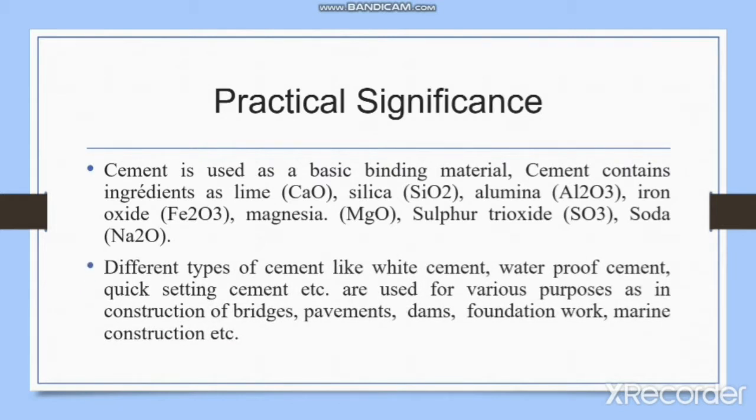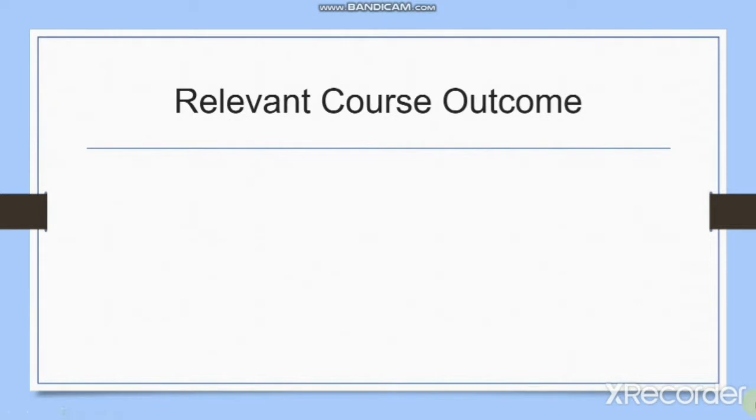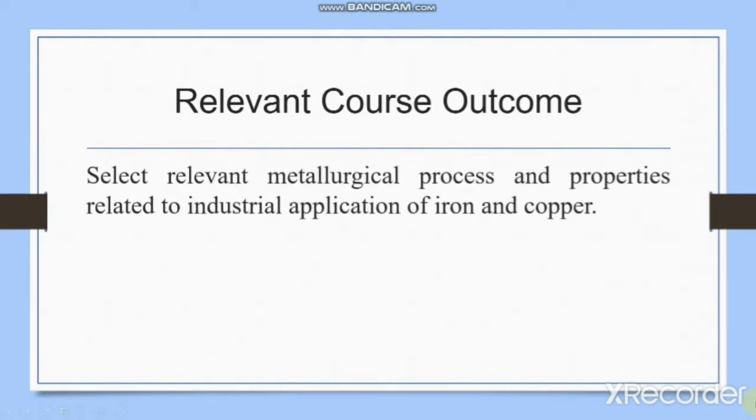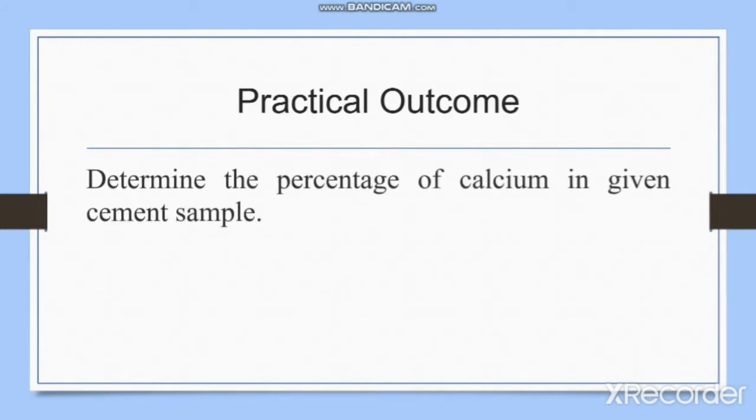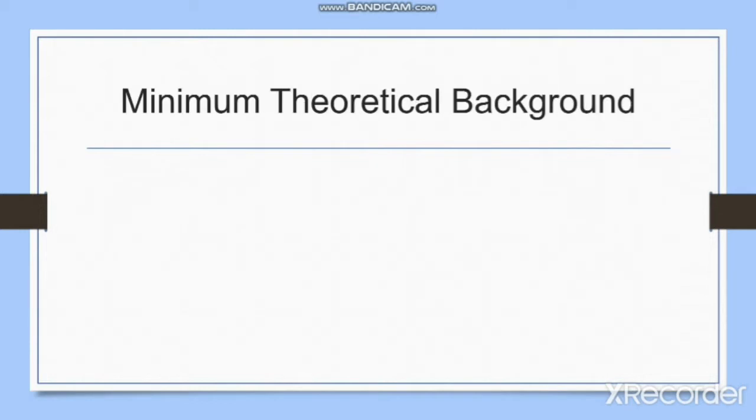Different types of cement, like white cement, waterproof cement, quick setting cement, etc., are used for various purposes, as in construction of bridges, pavement, dams, foundation work, marine construction, etc. Relevant course outcome: select relevant metallurgical process and properties related to industrial application of iron and copper. Practical outcome: determine the percentage of calcium in the given cement sample.